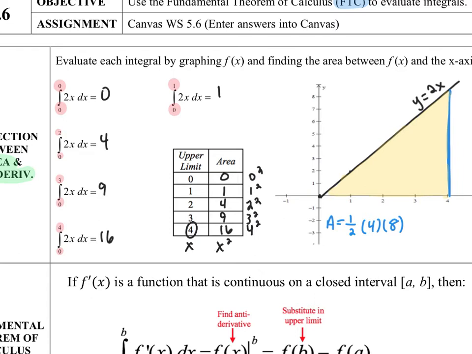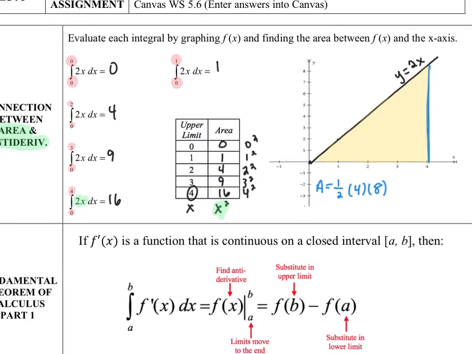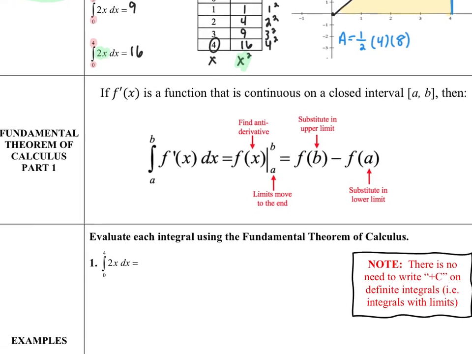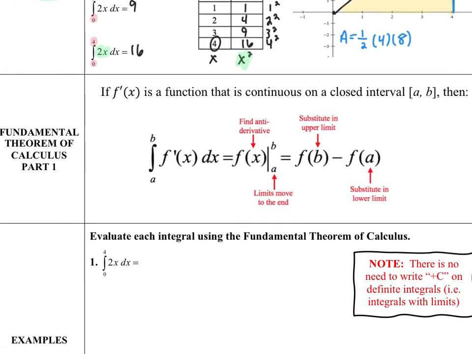So what's so magical about this x squared? If you look at its connection to the integrand on all of these, you can see that it is just the antiderivative. The antiderivative of 2x is x squared because the derivative of x squared is 2x. And that is the basis for this fundamental theorem of calculus. And it ties together how you can use that antiderivative to find the area.